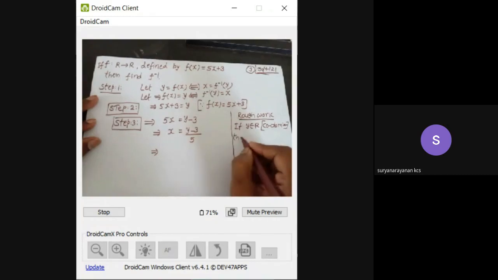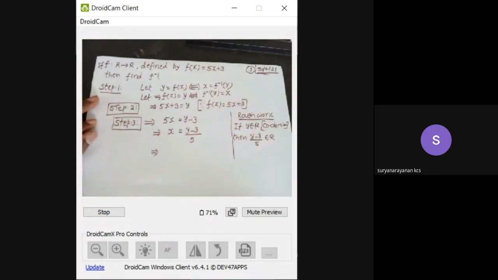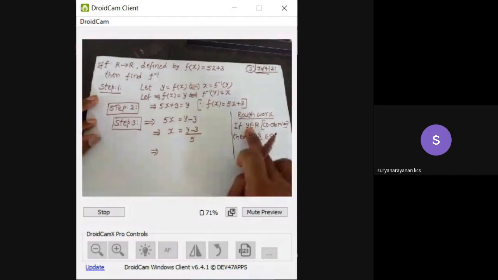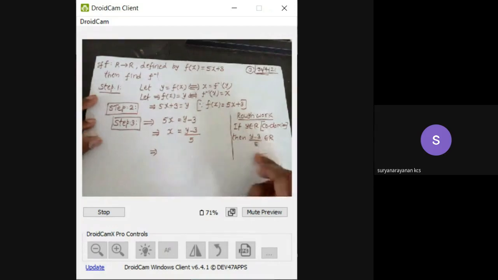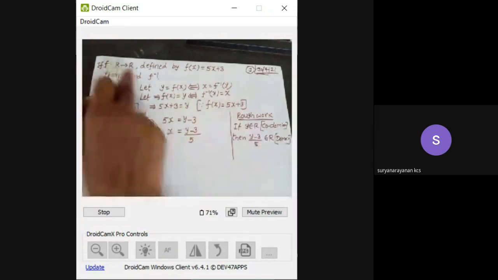Then y minus 3 by 5 is also a real number or not? It is also a real number. This real number lies in the domain; that means x lies in the domain, y lies in the codomain.